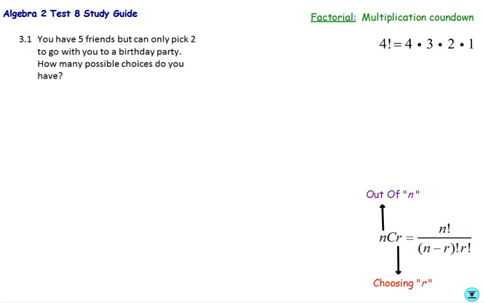Another example would be what you see with this problem. 3.1 says you have 5 friends, but you can only pick 2 to go with you to a birthday party. How many possible choices do you have? Now, just so you get a little bit of an understanding, I'm going to show you this the long way first, and then I'm going to show you the short way. So let's say you got 5 friends, right?